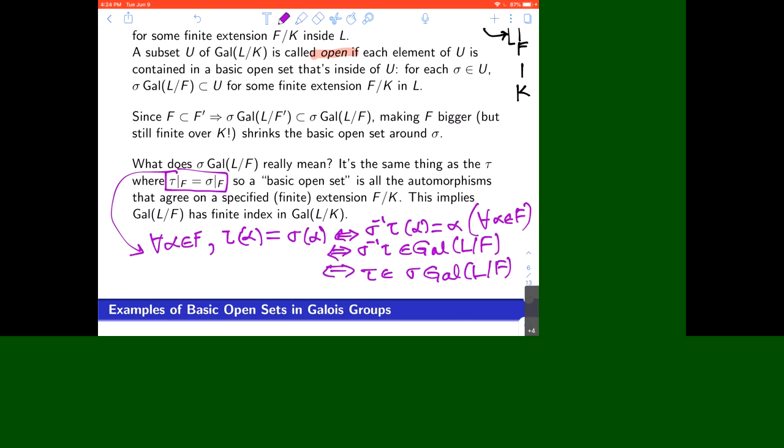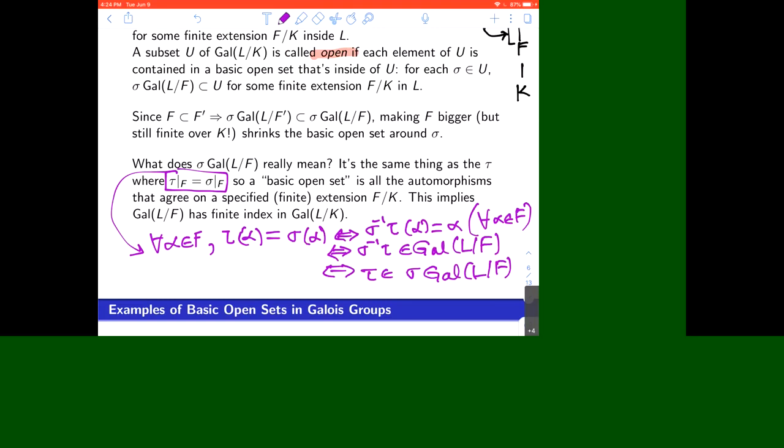So the whole idea of talking about a coset cut out by a finite extension F is just all the automorphisms that have the same behavior on a given finite extension. I'm not saying that all the automorphisms that fix F, just all the automorphisms that are equal on F. How are they elsewhere? I don't know. I don't care. But as long as you look at all the stuff equal on a finite extension, that is a basic open set in the Galois group.